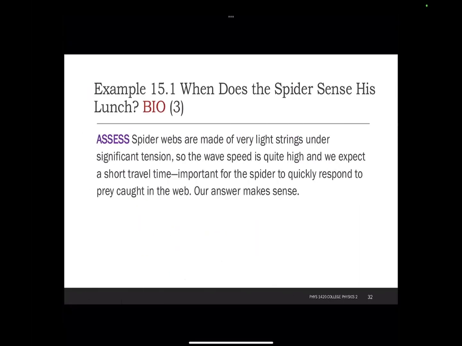You can see if the time is too long, maybe the insect has already escaped. Am I right? So spider webs are made of very light strings under significant tension, so the wave speed is quite high, and we expect a short travel time, important for the spider to quickly respond to prey in the web. Yeah, our answer makes sense. Otherwise, the insect will escape before the spider finds that there is food. That makes sense to you?